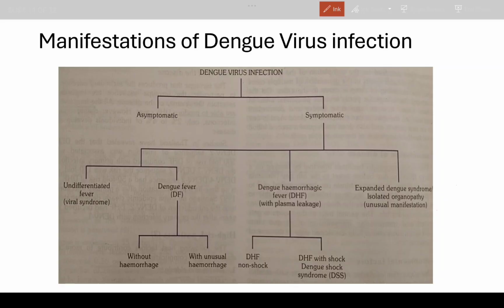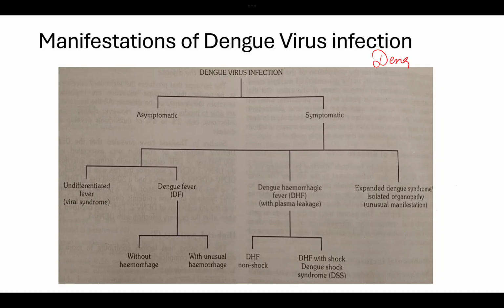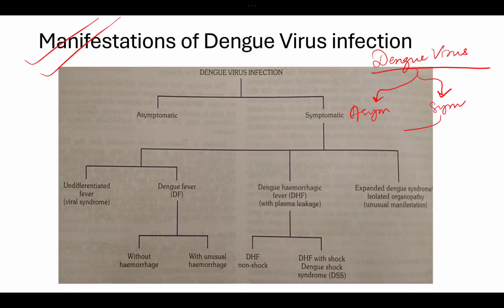How do we differentiate this? Very important in your medicine subject also. They will ask you about this: the manifestation of dengue virus infection. How does dengue virus manifestation occur? It can be divided into 2: asymptomatic, simple, or it can be symptomatic. Symptomatic is divided into 3. The last one you can first write it down.